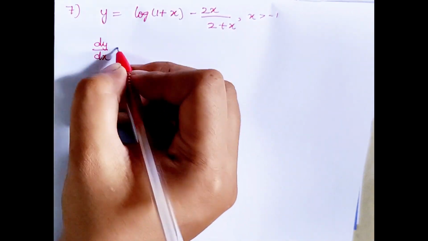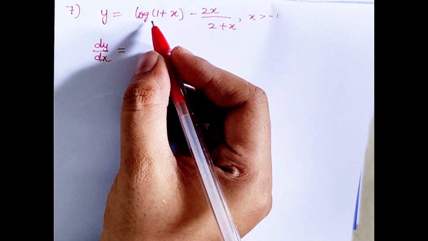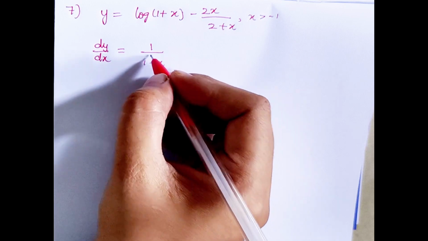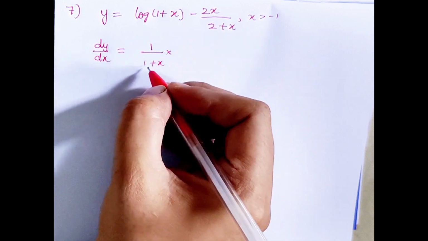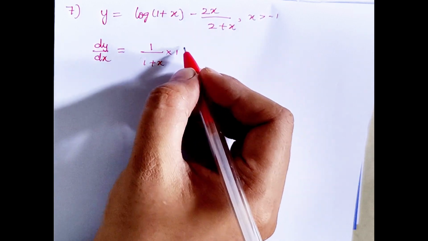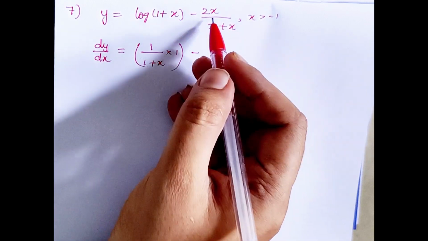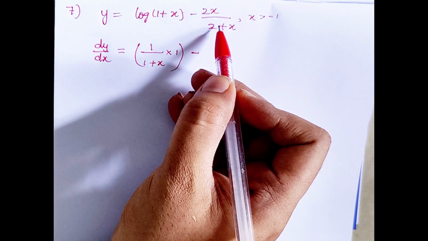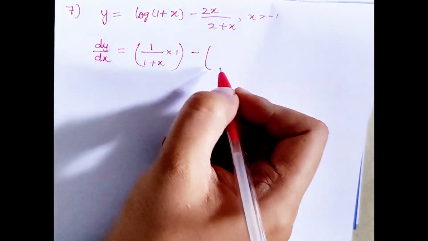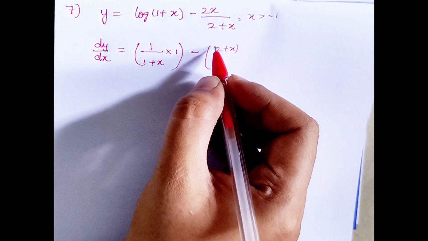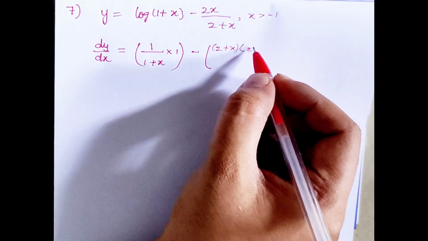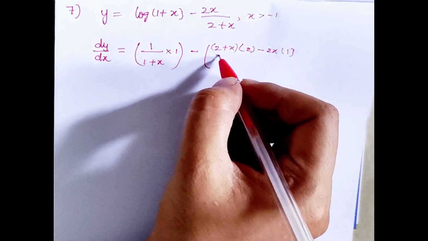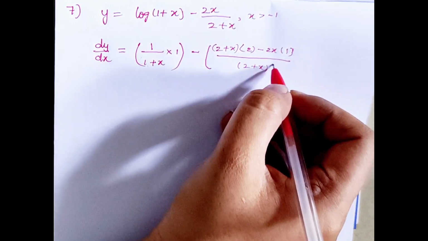Differentiating both sides with respect to x, we have dy by dx. When we differentiate log, we get 1 by x, and in place of x we have 1 plus x, into the derivative of 1 plus x, which is 0 plus 1. This is in a separate bracket. And here we will use the u by v method because both numerator and denominator have the variable. The formula will be denominator into derivative of numerator, that is 2, minus numerator into derivative of denominator, that is 1, by denominator the whole square.